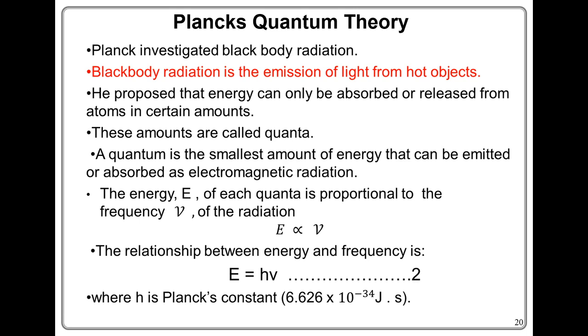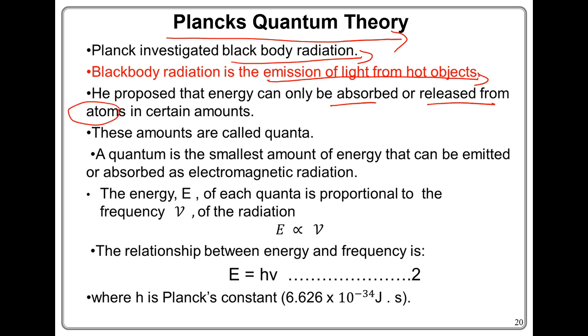Then you have Planck's quantum theory. Planck investigated black body radiation, and what he observed is that black body radiation is the emission of light from a hot object. From this, he proposed that light can be absorbed or released from atoms in certain amounts, and those certain amounts are called quanta. So according to Planck's theory, light can be absorbed or emitted in certain amounts called quanta.